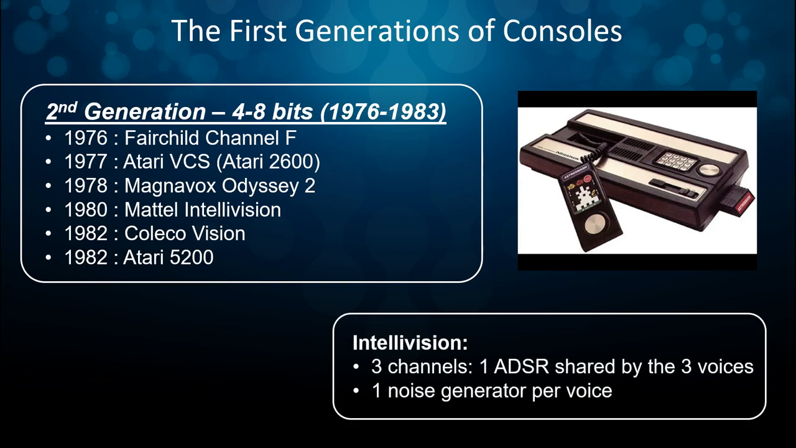All right, so that's the first generation. And then the second generation, there's a bunch of different manufacturers starting doing things. And when we look at the Intellivision console, it has 3 channels. Isn't it great? Instead of just having one sound at a time, you have up to 3. But they were sharing the same ADSR. So if you wanted some release, your 3 voices had the same release, the same shape for that. But you could control the noise generator per voice and have different volume for noise per voice.